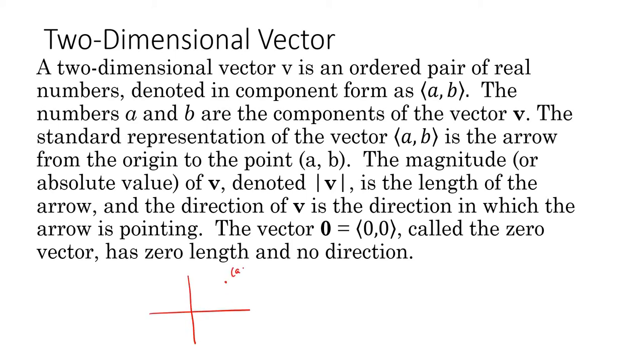So if there's a point (a, b) and I draw a vector, that is vector ⟨a, b⟩, starting at the origin. The magnitude or absolute value of V, denoted by the absolute value of V, is the length of the arrow. So this is the magnitude. And the direction of V is the direction in which the arrow is pointing. The vector 0, which equals ⟨0, 0⟩, called the zero vector, has zero length and no direction. In other words, it's a dot at the origin. So that's basically the idea of a two-dimensional vector.